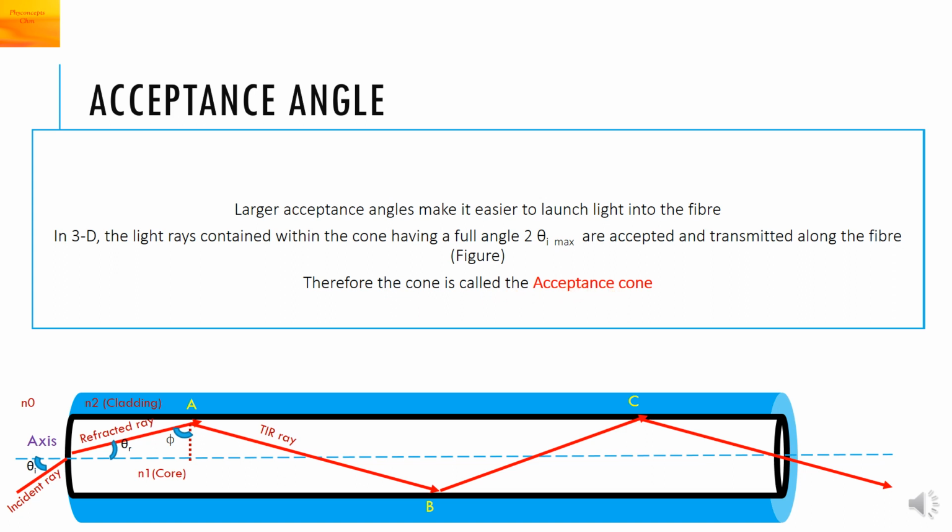So the light which is entering through the acceptance cone, only those light rays will be traveling through the fiber. Anything outside the acceptance cone will not be propagating through the fiber. It will not reach the other end of the fiber.